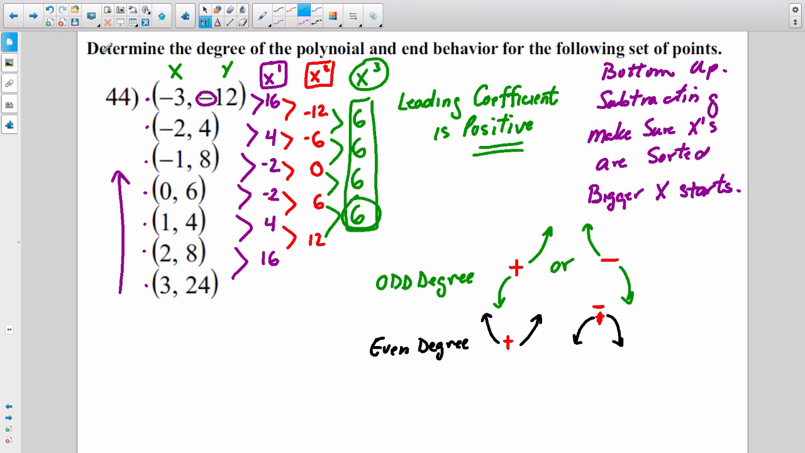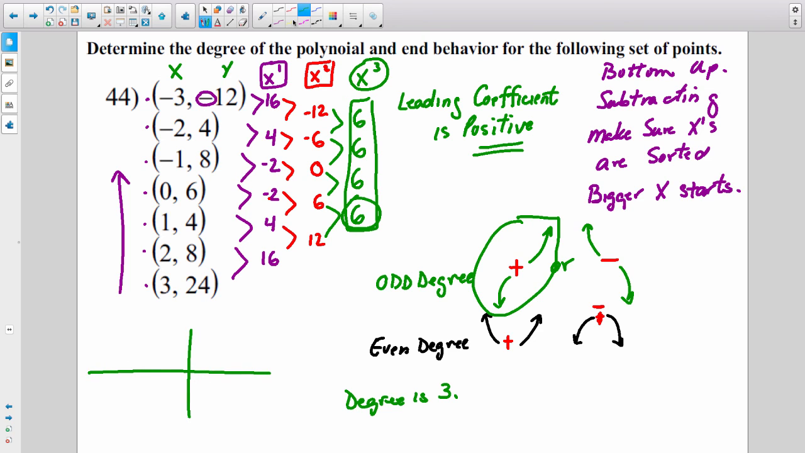Okay, so what's this question saying? Determine the degree. Okay, the degree is 3. That's the first answer. What's the end behavior? Well, it's an odd one. My guy was positive, so it's this. What kind of end behavior is that on a graph? Well, if you can picture that on a graph, what are you looking at? You're looking at this, and then that.